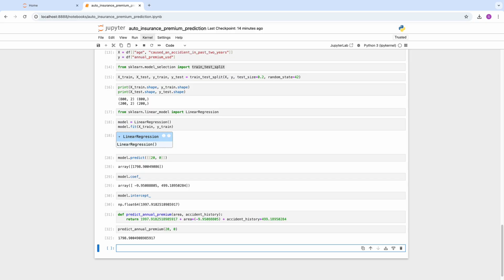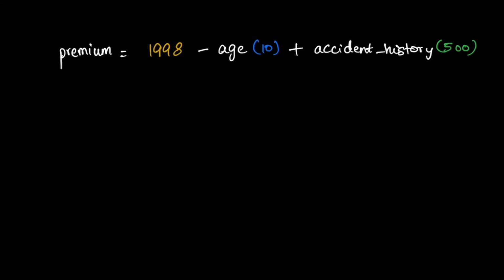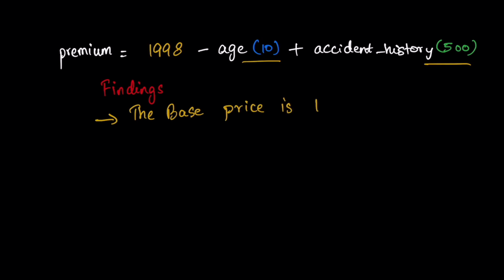Now let's talk about how to interpret this model. Our linear regression equation looks like this. Hypothetically, if both input features are 0, meaning age is 0 and accident history is 0, the prediction would simply be the bias term, which in our case is about 1998. That's why we call it the base price. It represents the starting premium before adding the effects of age or accident history.